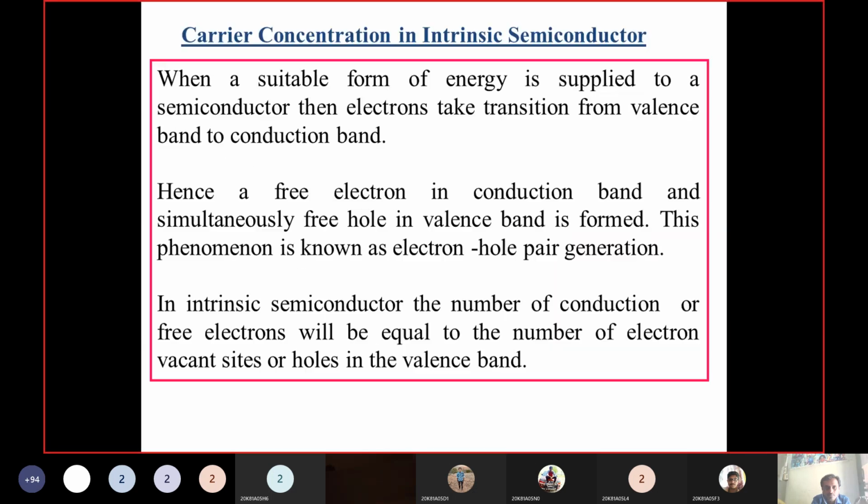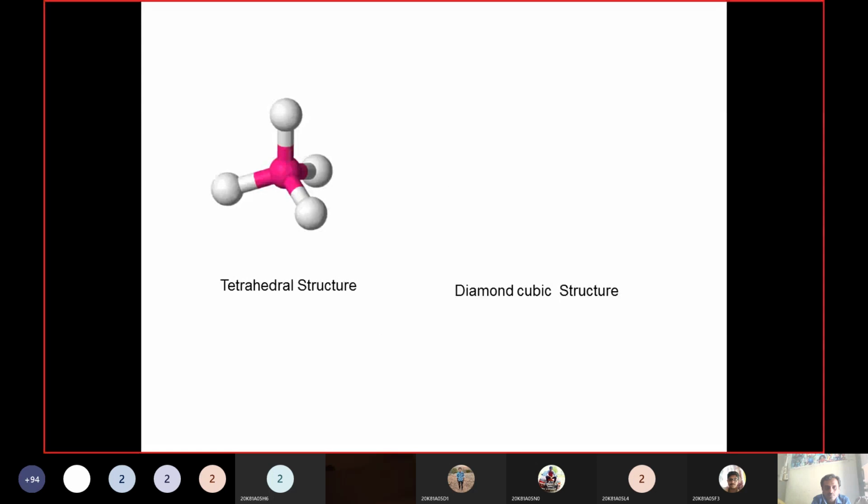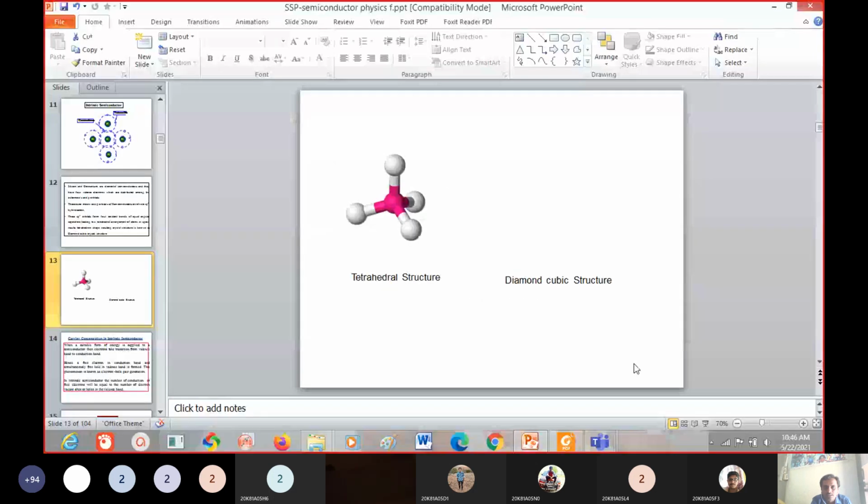The resultant structure: one silicon atom is bonded with four surrounding silicon atoms and forms a tetrahedral structure. If you take the unit cell of silicon, that structure will be a diamond cubic structure. Now, carrier concentration of intrinsic semiconductor.